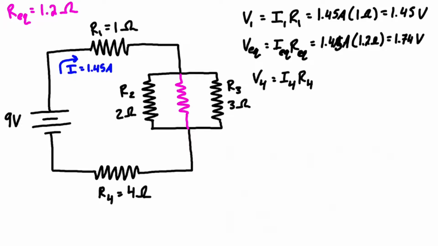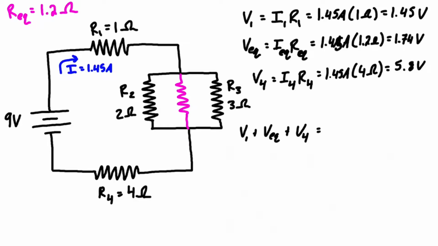So looking at that, we have again the same current, 1.45 amps times the resistance, which was 4 ohms, and that gives us a total voltage drop across that resistor of 5.8 volts. Now actually you'll notice if we have V1 plus V equivalent plus V4, that this all adds up to V total, which is 9 volts.